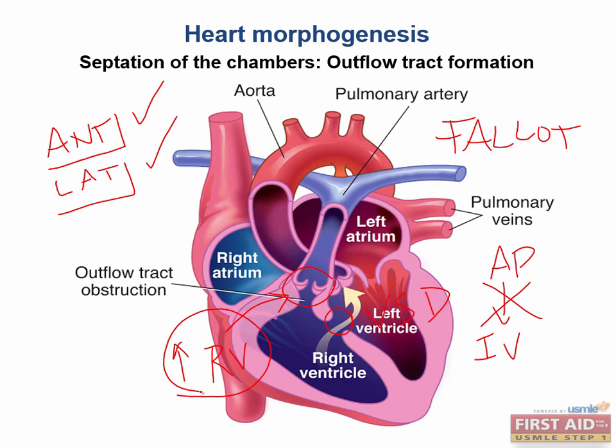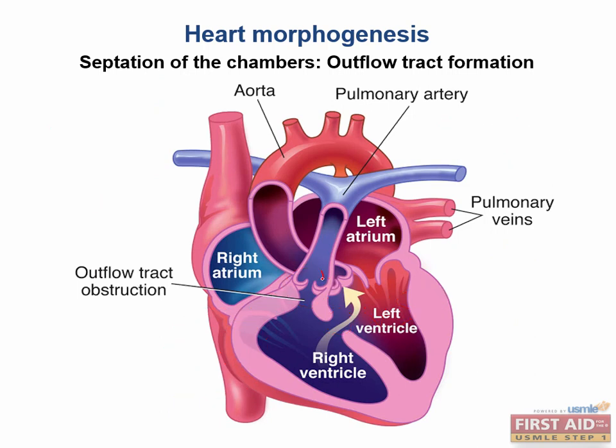So right to left shunting will occur because instead of pumping here, blood will flow preferentially through the VSD, like so. The flow arrow here tells us that blood will preferentially go through our VSD and into the systemic circulation because there is less resistance to go this way instead of into this stenotic pulmonary opening.